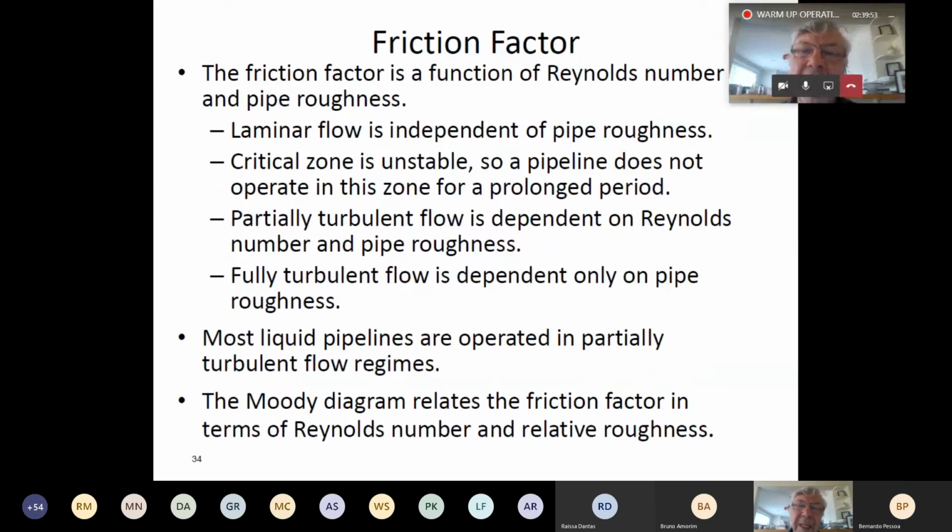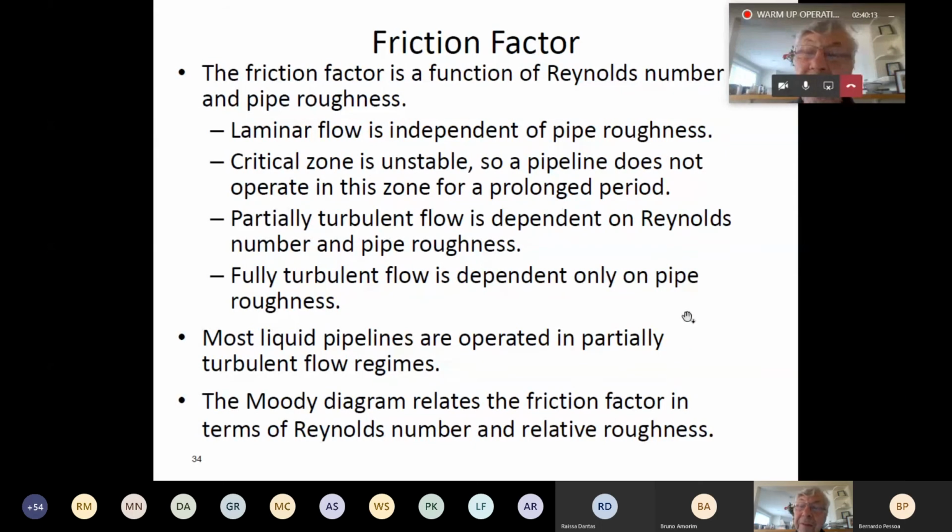So the friction factor, you'll find, is a function of the Reynolds number and the pipe roughness. And so we'll have to look at that on what's called the Moody diagram. The Moody diagram relates the friction factor to the Reynolds number and the relative roughness. So that's in slide 35. Well, we'll see in a second here.